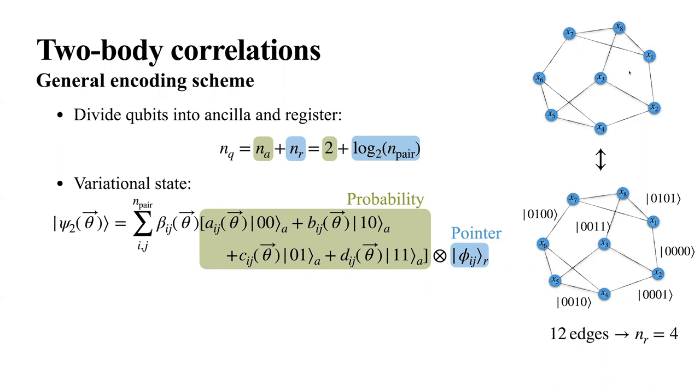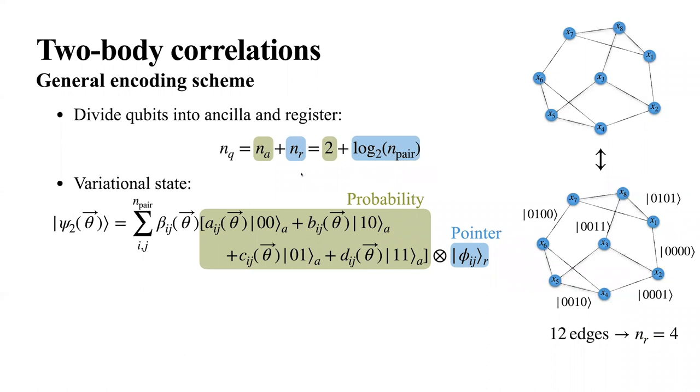Let's say I encode only those pairs, only those edges. I would need 4 qubits for my register, and I could map it saying, okay, my quantum state 0000 can be related to this pair of variables, 0001 to this pair of variables, and so on. So each of my basis states now does not point towards a single classical variable. It points toward a pair of classical variables.